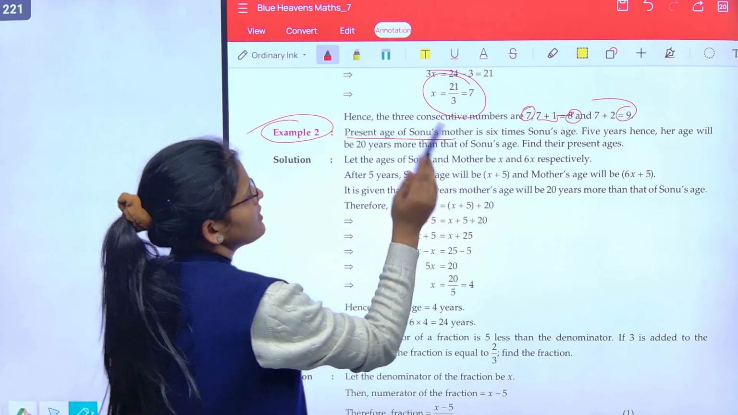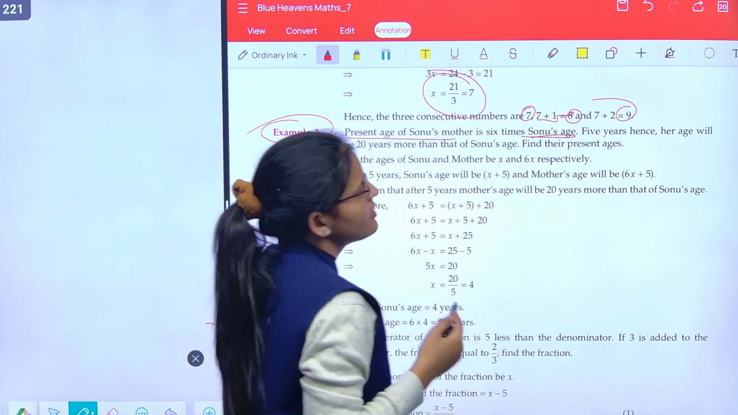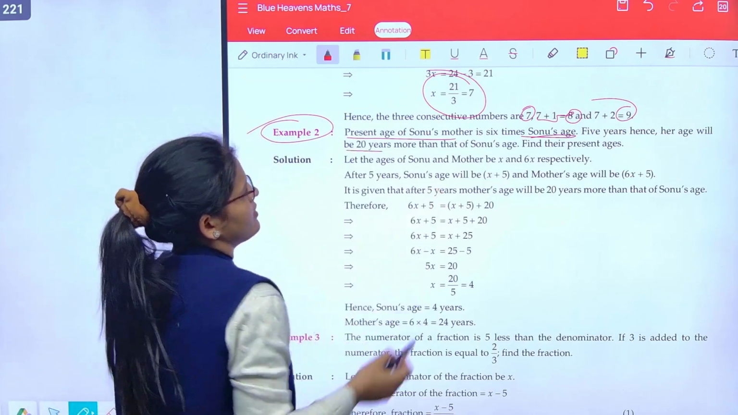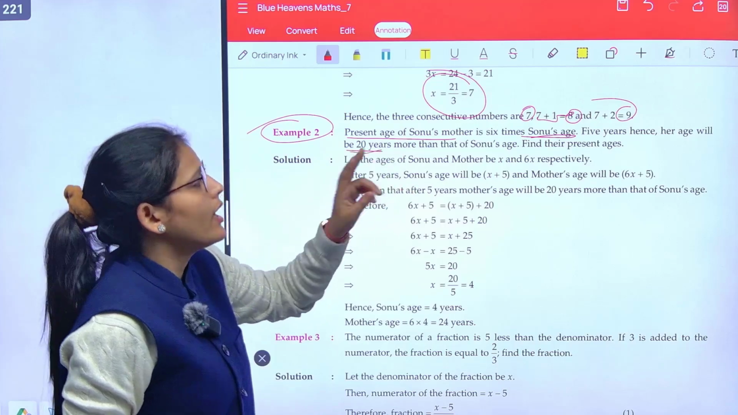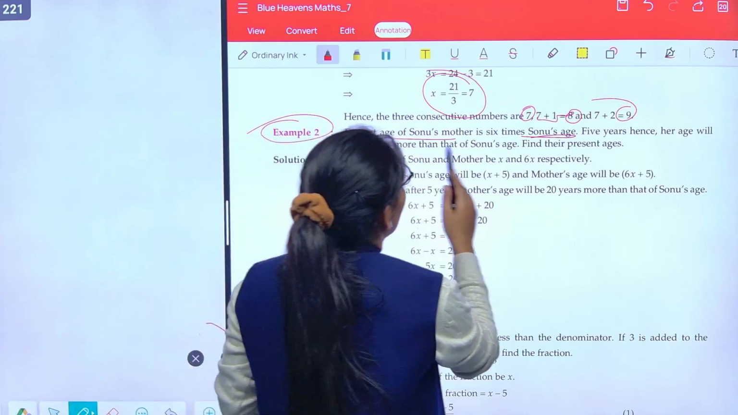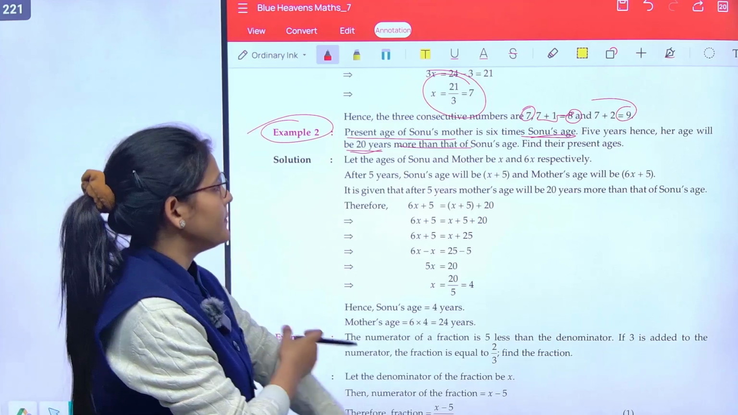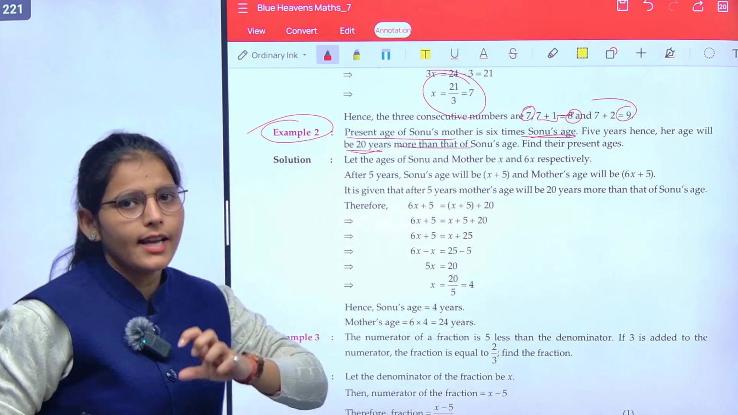Example number 2. Present age of Sonu's mother is 6 times Sonu's age. सोनू की जो मदर है, 6 टाइम है सोनू की एज से. 5 years hence, 5 साल बाद her age will be 20 years. ठीक, एज क्या हो गई class, her age हो गई 20 साल, and that of Sonu's age. Find their present ages. अब class उनकी जो present age है हमें वो बतानी है.